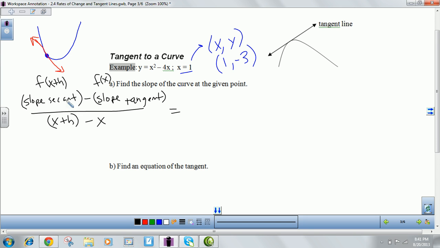So for the f of x plus h, that's the slope of the secant line. You're going to be using this function up here, so you're going to be plugging x plus h in for x. So we'll put brackets. So in for x, you're putting x plus h, and x is 1. I'm going to plug in the number 1 for x here, and the number 1 for x here.